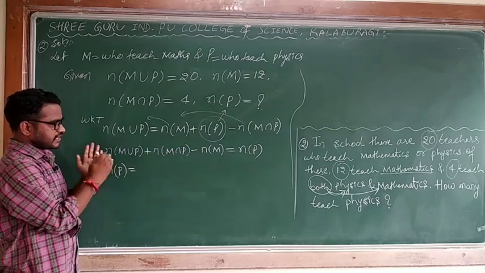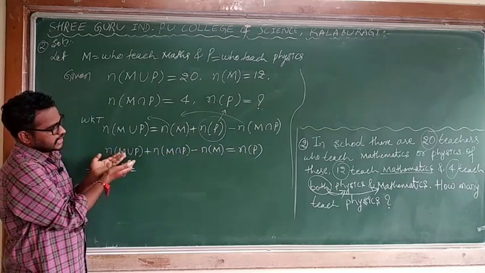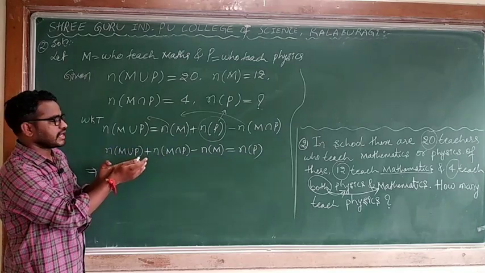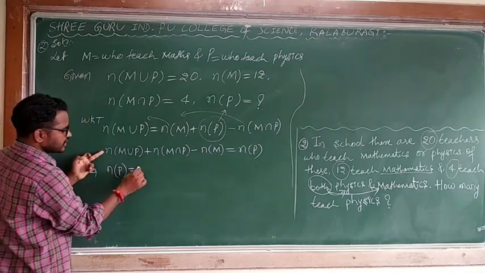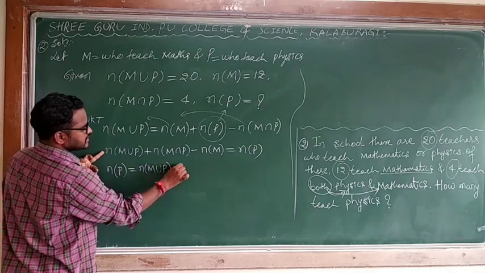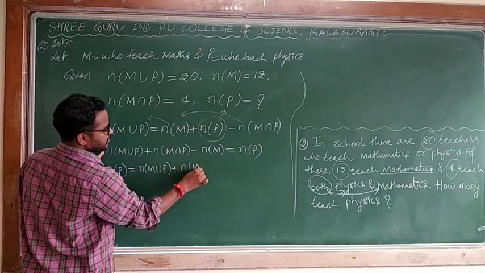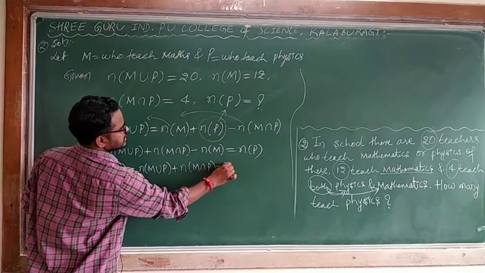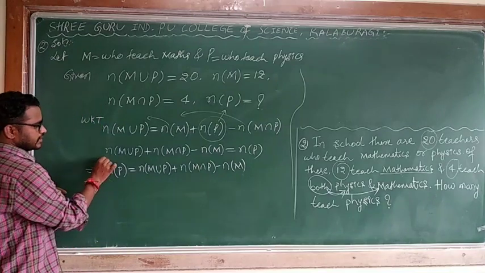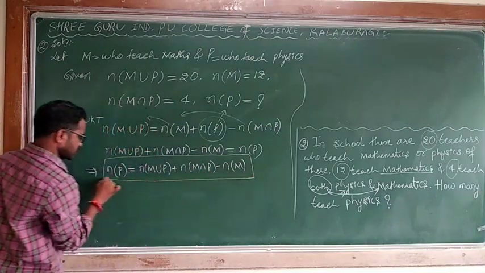It implies that the required thing, N of P, you can write on the LHS side, and the rest will be on the right side. So the N of P value is N of M union P plus N of M intersection P minus N of M. This is the required formula, and according to this I will use it now.